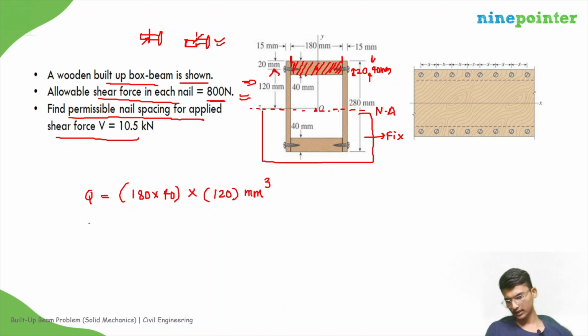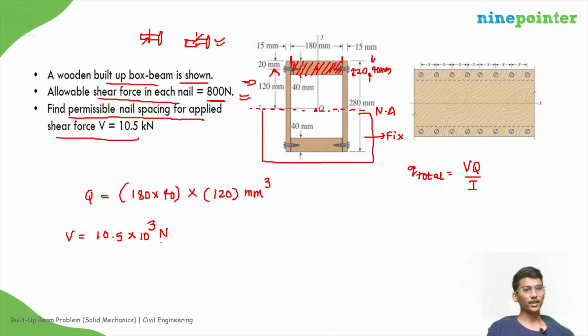And what is the thickness? We don't need thickness, right? Because q total will be equal to VQ by I. So this is Q, and what is V? V is given as 10.5 into 10 cubed newtons. That is the applied shear, and we need to find I of the whole section.